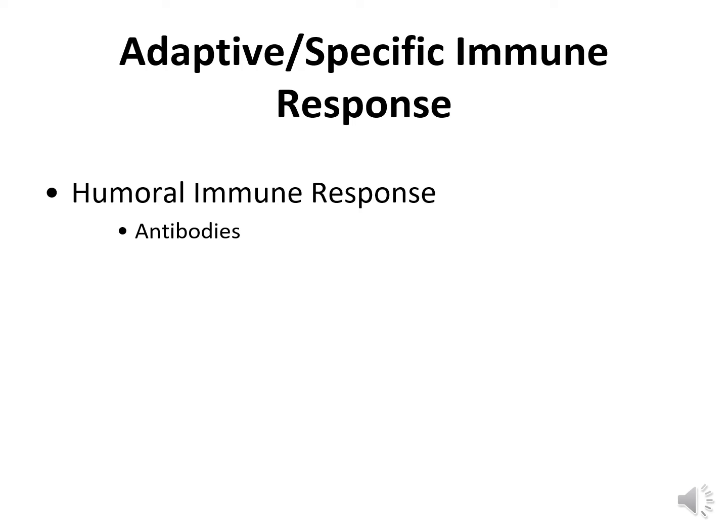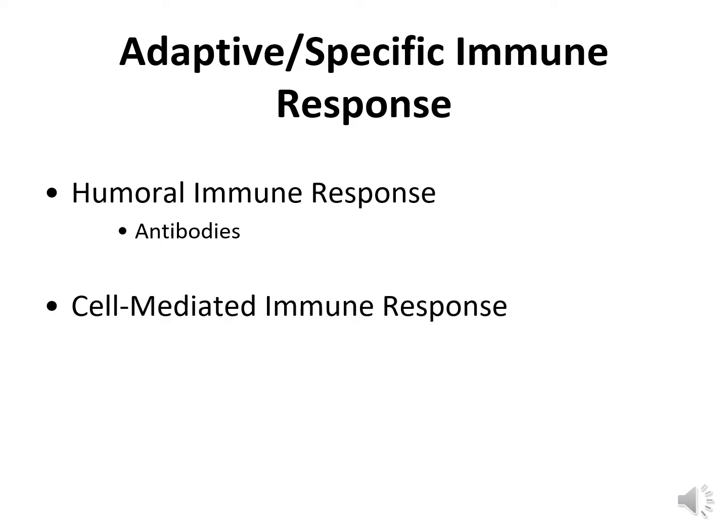The second part of your adaptive or specific immune response is the cell-mediated immune response, and this more specifically requires T cells. And the T cells will go out and kill eukaryotic cells.